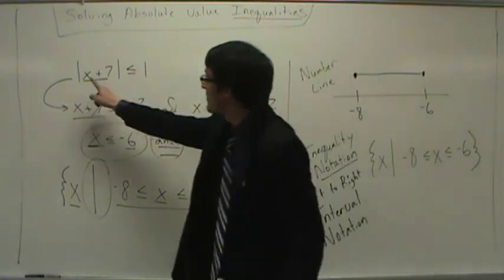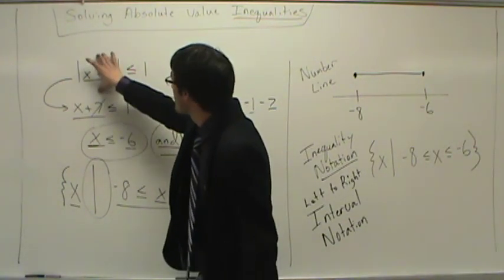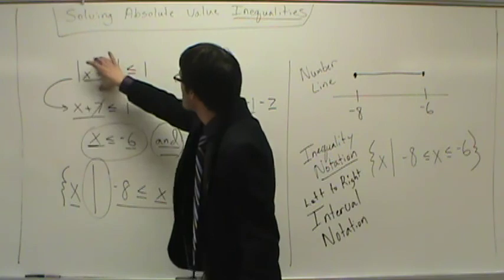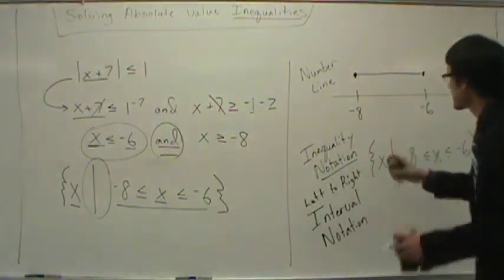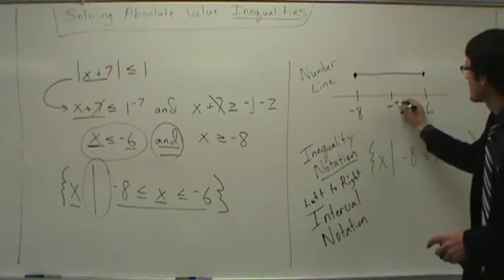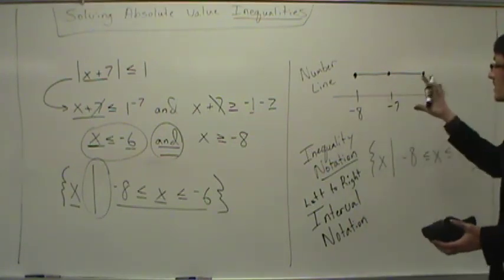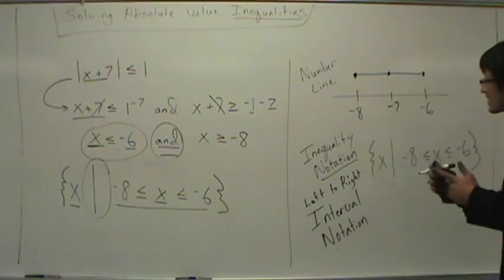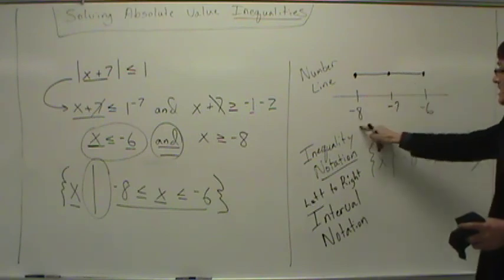If we put -7 in, -7 plus 7 is 0. Okay, the absolute value of 0 is 0. And is 0 less than 1? Okay, yes. So we see that -7 works. This works, and all of the numbers between -8 and -6 will work. Again, we will investigate this more in the next lesson. But for now, you understand this means the numbers that are between -8 and -6.